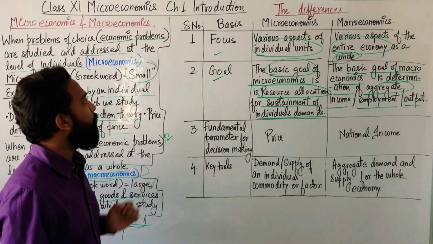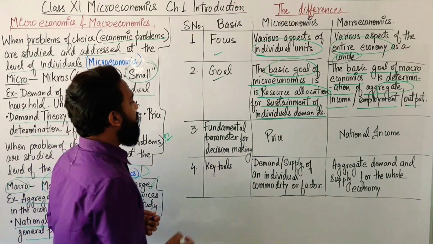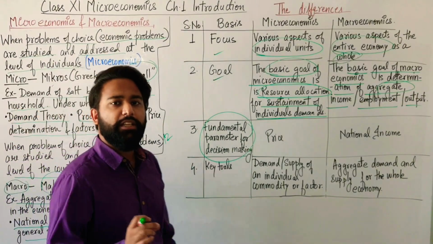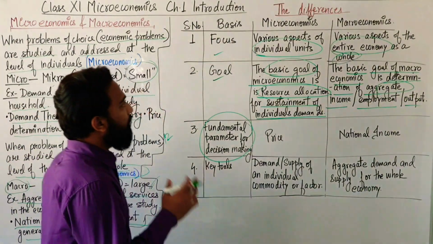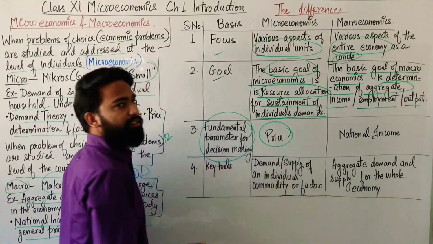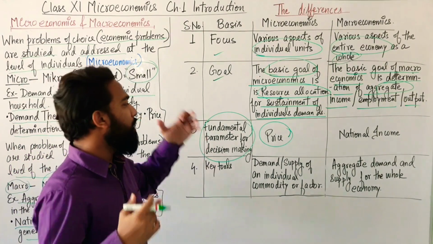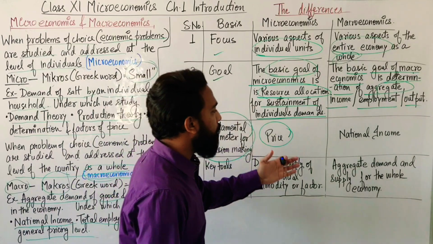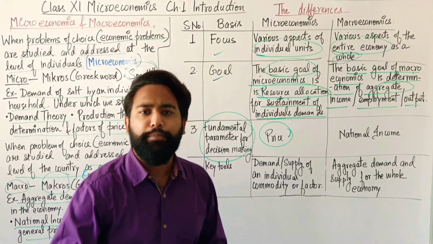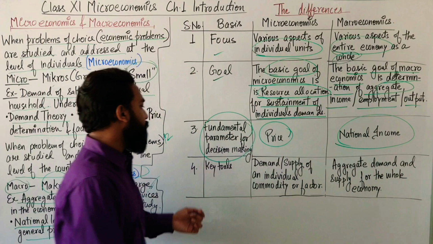Now the next basis of the differences is the fundamental parameter for decision making. On what basis we do the decision making? In microeconomics, we do all the decision making on the basis of prices. What is the price of an individual product? All the planning will be around price only. And what about macroeconomics? All the planning, all the government budgets, all the big policies are done according to the national income.